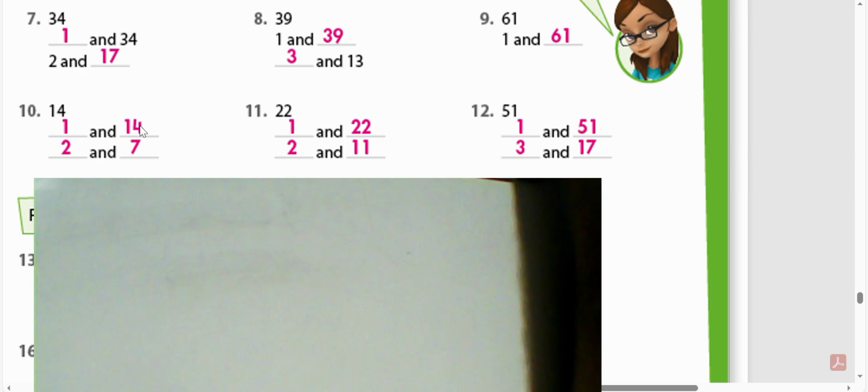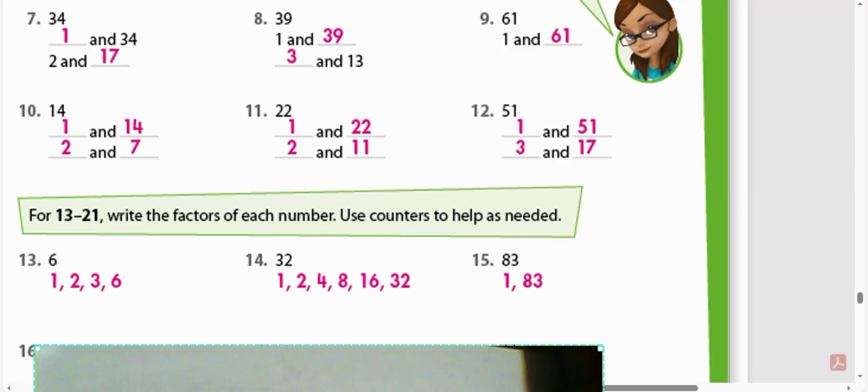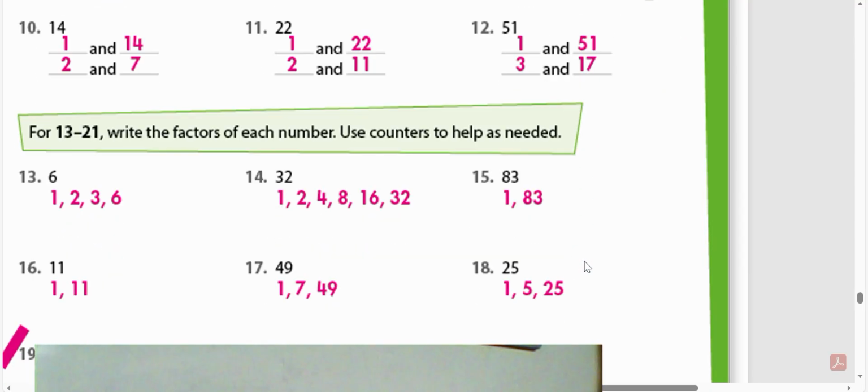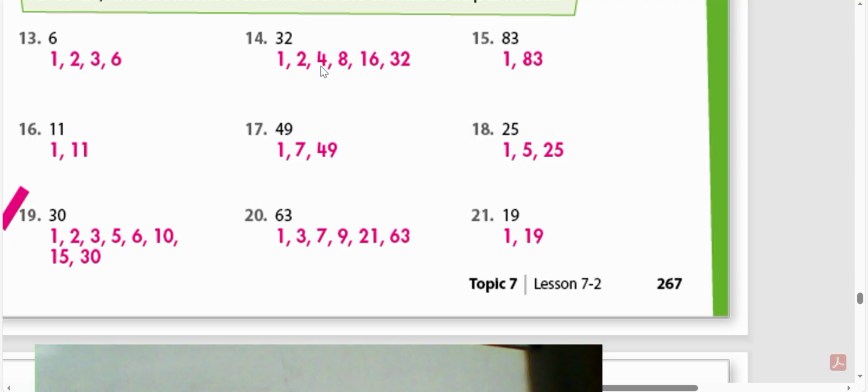14 is divided by 1 and 14, 2 and 7. 22 can be divided by 1, by 2, and by 11 itself. These are all factors. Also 32, we have all its factors. And 83 is a prime number. 83 we call a prime number, divisible only by itself and 1, so it has 2 factors.